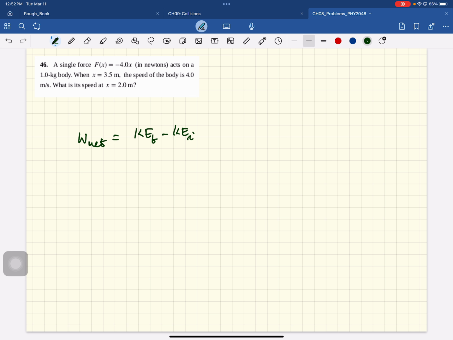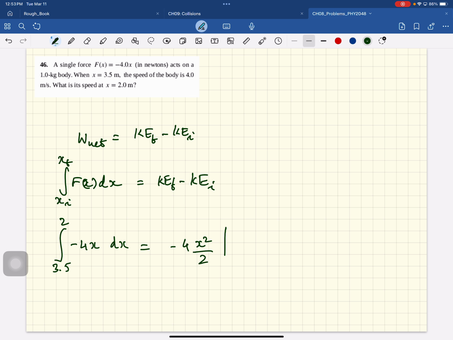So the work done by our force is the integral of Fx dx, which is the integral of minus 4x dx from 3.5 meters to 2 meters. So this is the work done.